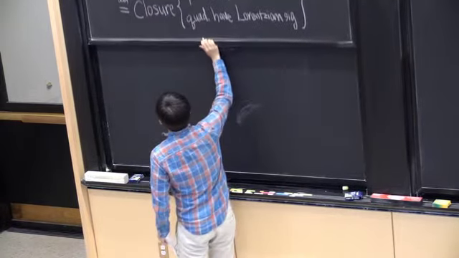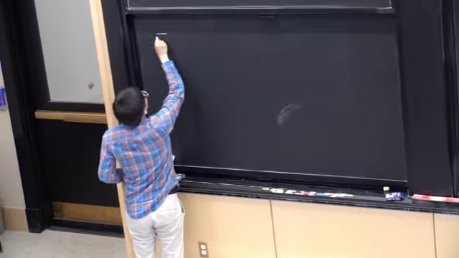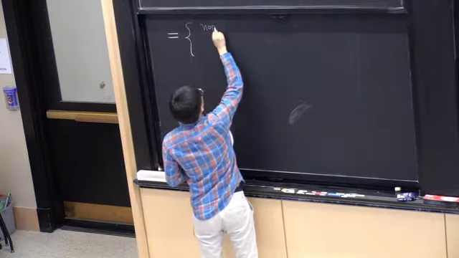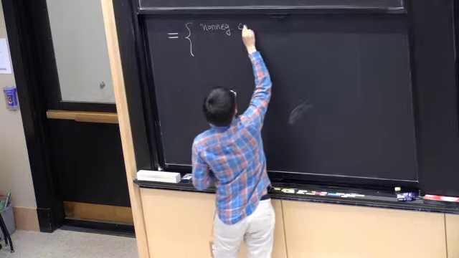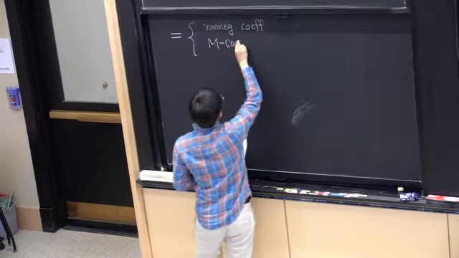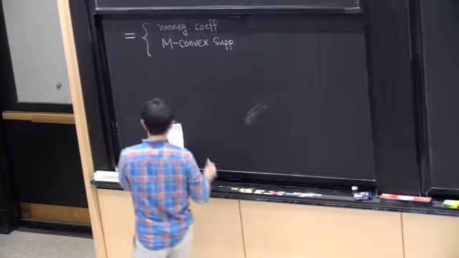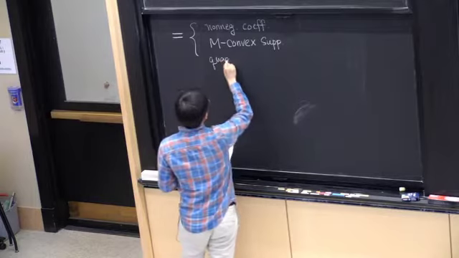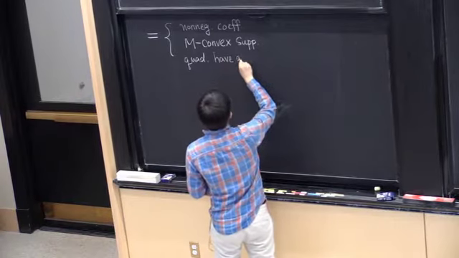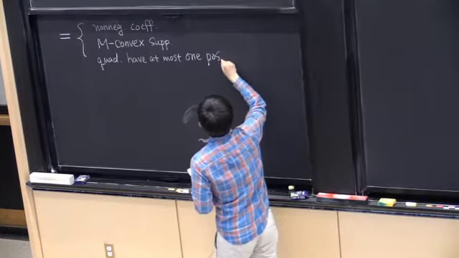I told you that this set can also be characterized as the space of homogeneous forms with non-negative coefficients with M-convex support, such that all the quadratic forms you can get from your original homogeneous polynomial have at most one positive eigenvalue.